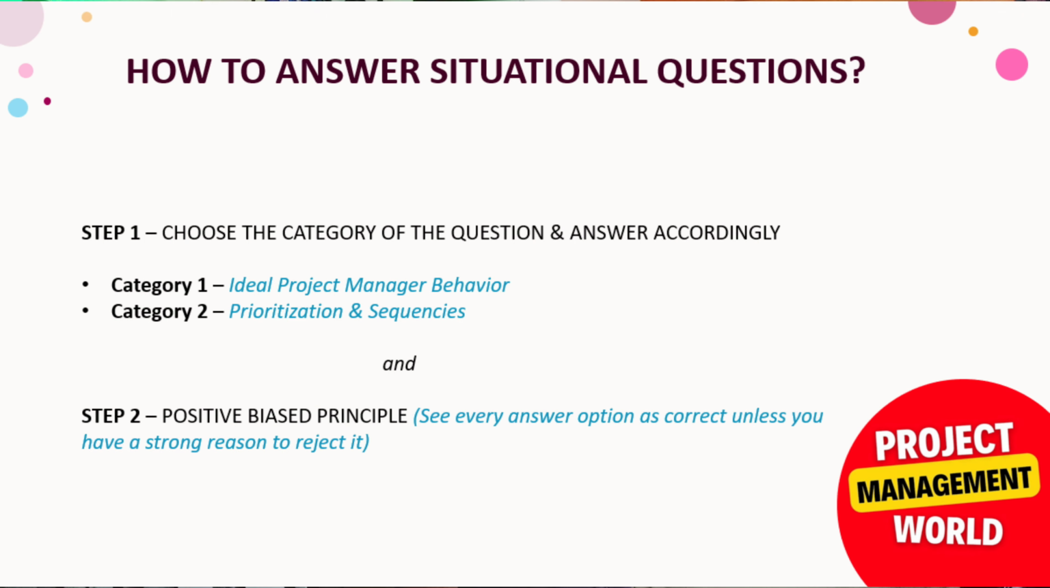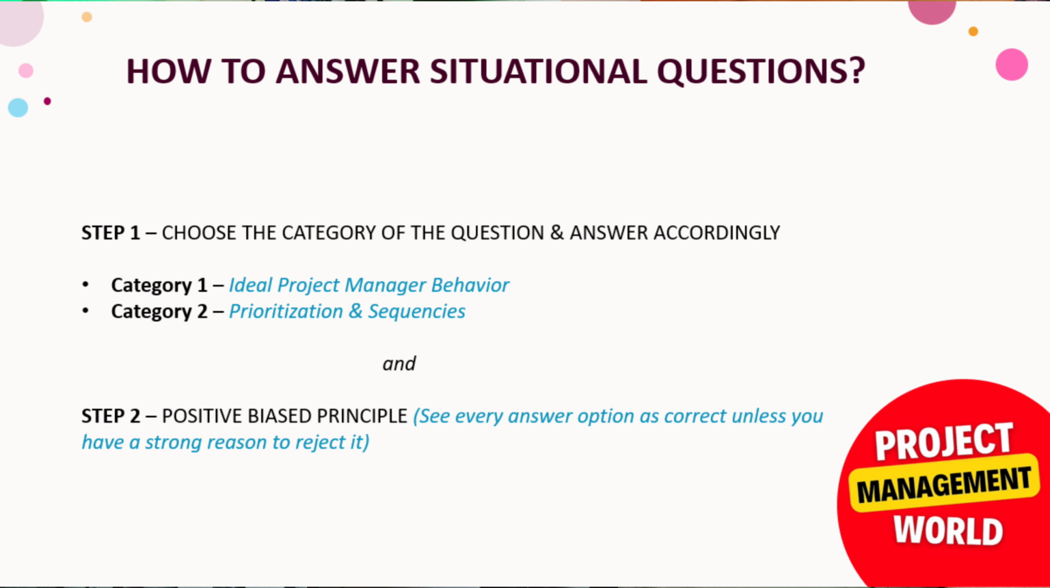So this is the topic of today: how to answer situational questions in your PMP exam. There are two steps to solve the situational type questions, and the first step has some categories as well. So we will cover all of these one by one. So what is step one? We have to choose the category of the question and answer accordingly. There are two categories from which situational questions come.